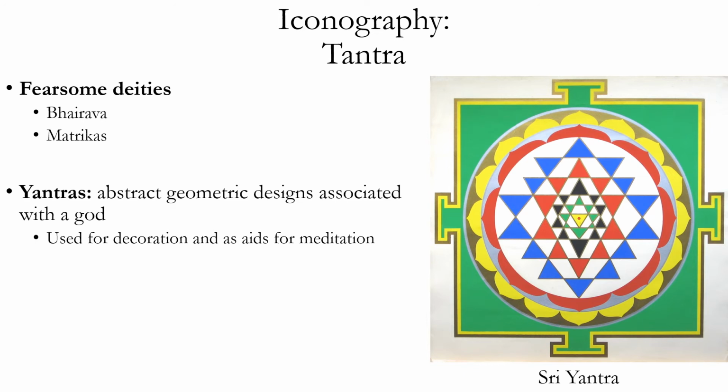Another really important aspect of Tantric iconography are the yantras. These are abstract geometric designs. They often show bilateral symmetry, as the example here, the Sri Yantra. This is associated with a Tantric mother goddess. Now, these can be used just as decorations. You can find them that way in Hindu temples. They're also used as aids for visualization meditation. The Sri Yantra is often interpreted just as a kind of symbolic expression of liberated or enlightened consciousness as well.